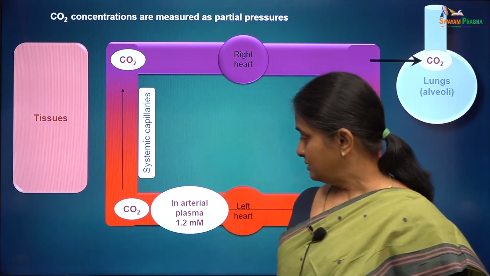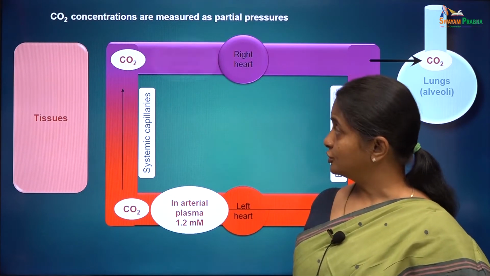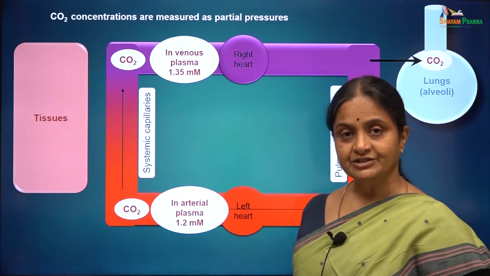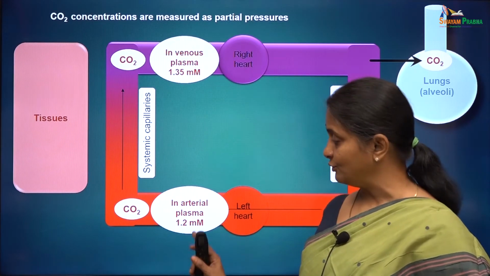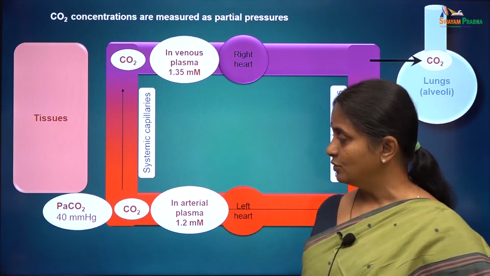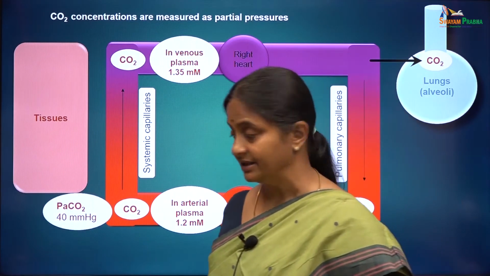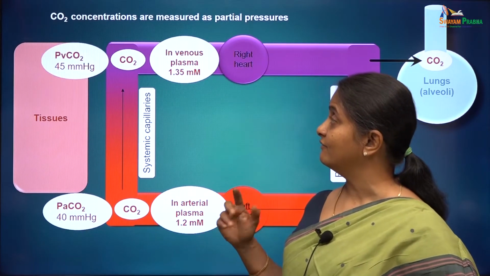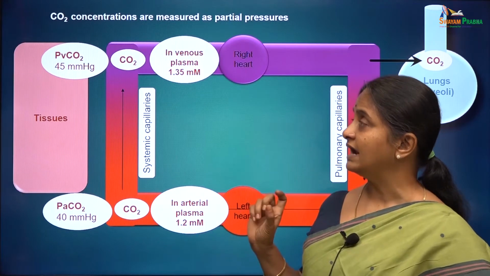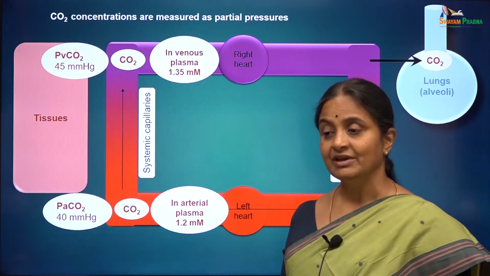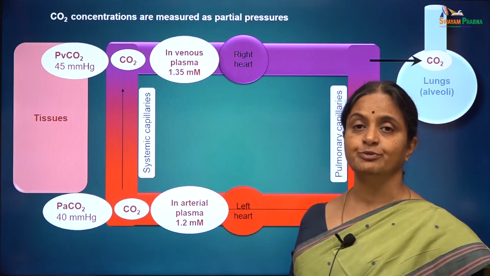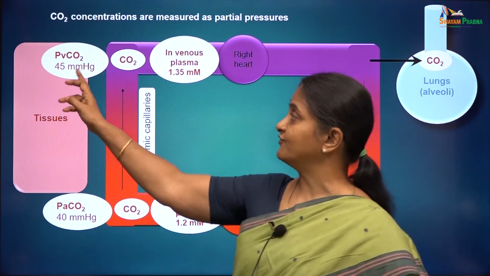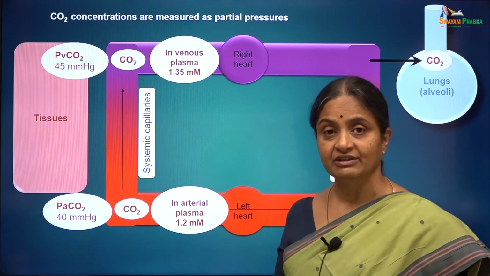The arterial carbon dioxide concentration is 1.2 and the venous concentration is 1.35. But blood gas reports that you get from labs will not give you these values. They will only give you partial pressure of carbon dioxide in arterial blood, PaCO2, at 40 millimeters mercury, and PvCO2, or venous PCO2, at 45 millimeters mercury. We have seen earlier that the conversion factor is 0.03. 40 into 0.03 will give us 1.2 and 45 into 0.03 will give us 1.35.